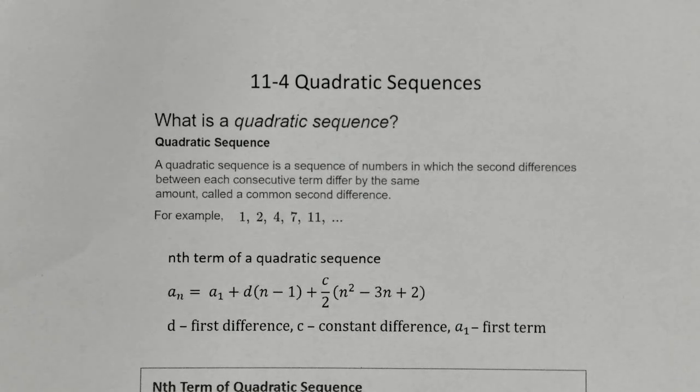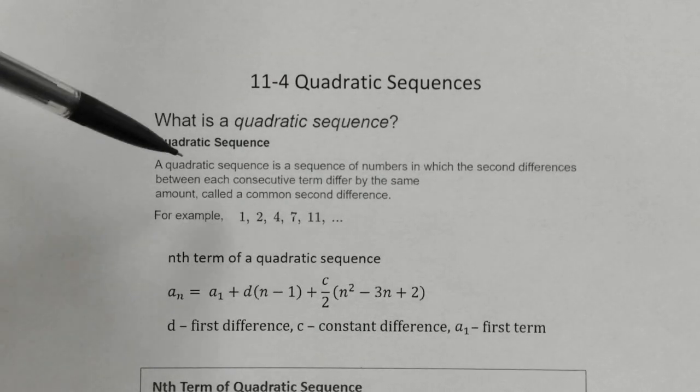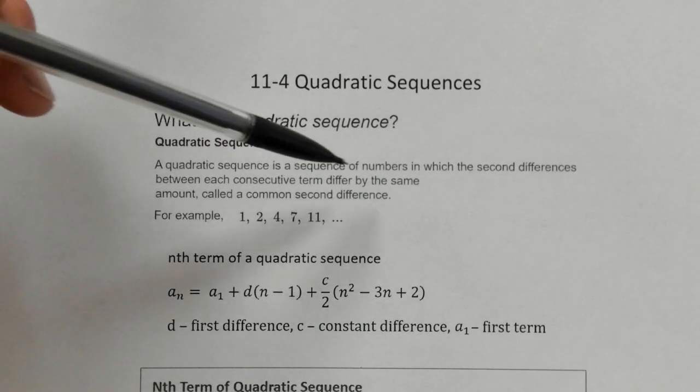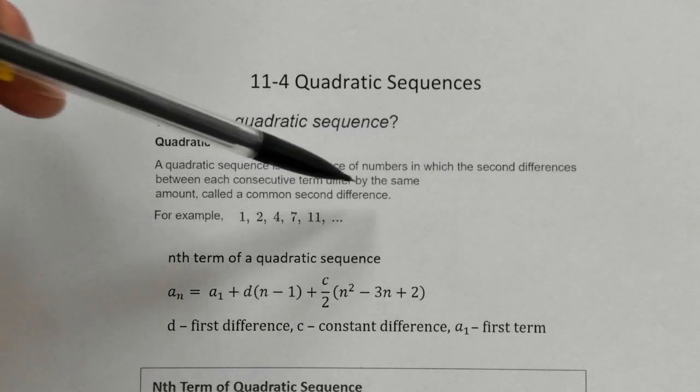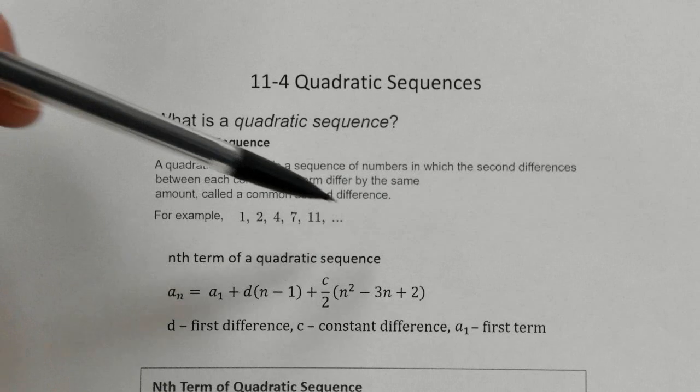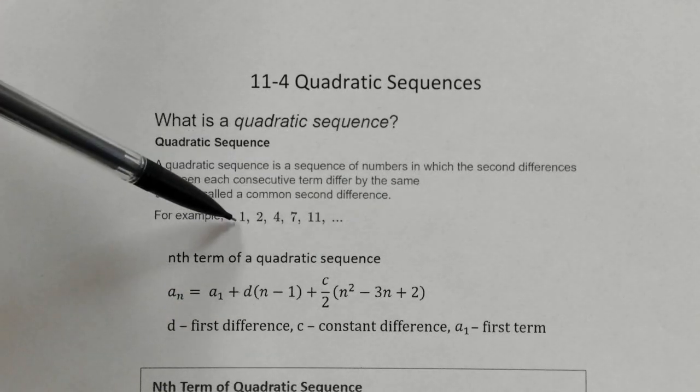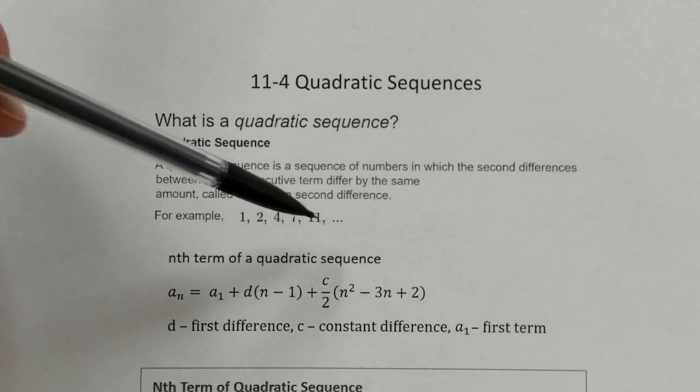Okay guys, in this section 11-4 we are looking specifically at quadratic sequences. A quadratic sequence is a sequence that has a quadratic explicit formula. A quadratic sequence is also a sequence of numbers in which the second differences between the consecutive terms differ by the same amount, called a common second difference. For example, with this sequence right here that we have: 1, 2, 4, 7, and 11.